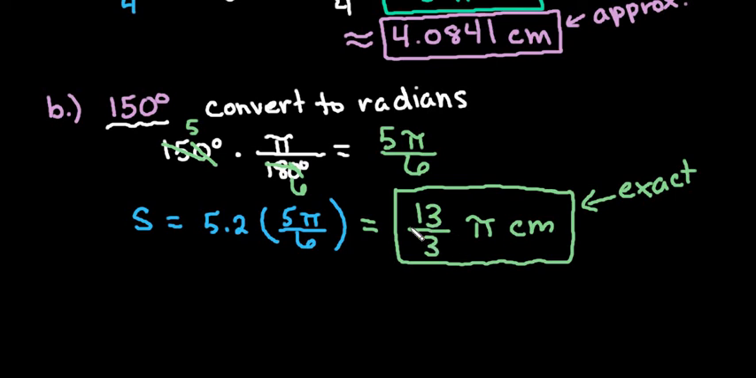Okay, so 13/3 pi would be our exact answer, and then again, if you plug it in, and I'm going to round to 4 decimal places again, the approximate answer for this one would be 13.6136 centimeters. And again, I went to 4 decimal places. The more decimal places you have, the more precise your answer is.